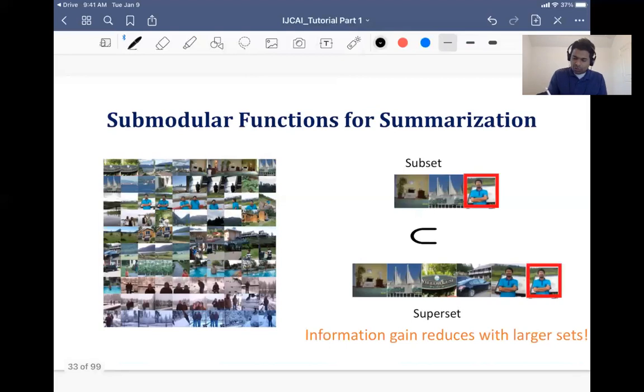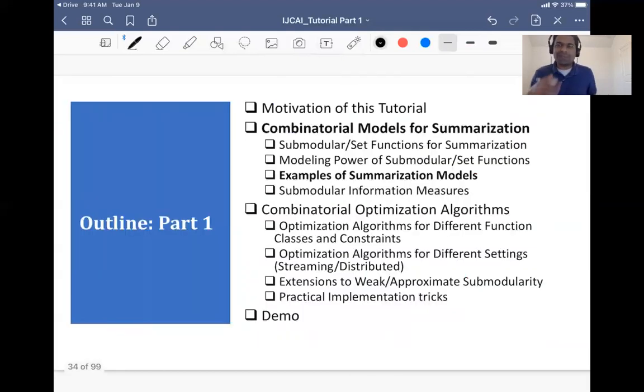So again, recall this is A and B, and now I'm adding this element V, right? As I go to a superset, it is more likely that there will be something that is similar to this new item as opposed to the subset, right? So as you see over here, the gain of V given A is going to be greater than the gain of V given B, right? Hence, this is submodular. So again, this is just a proof by figure, but you would expect that a lot of summarization and data subset selection problems are submodular, right?